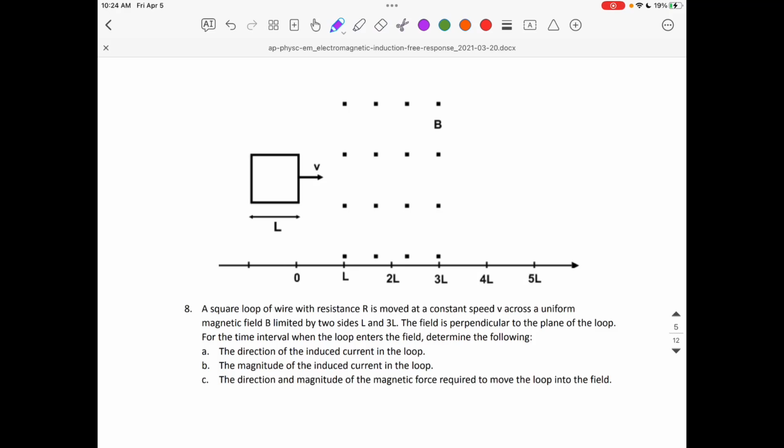So for problem number 8, we've got a square loop of wire and it's moving at a constant speed across a uniform magnetic field. The first thing we're going to do is find the direction of the induced current in the loop, and this is just as it enters.